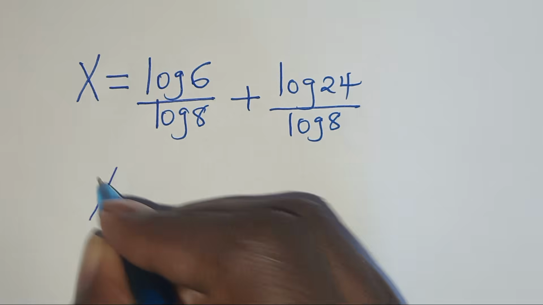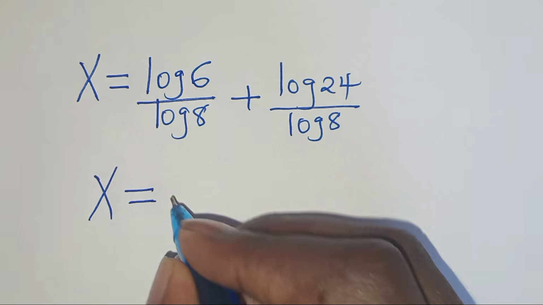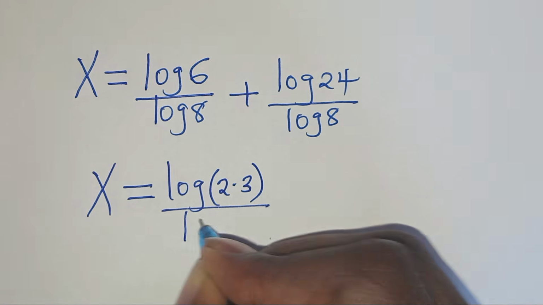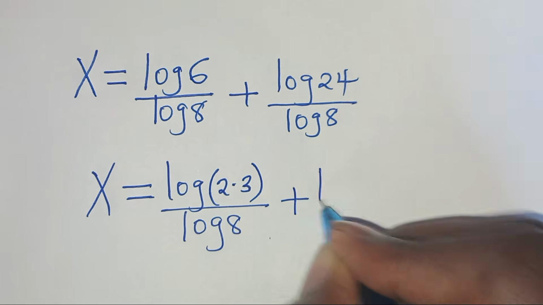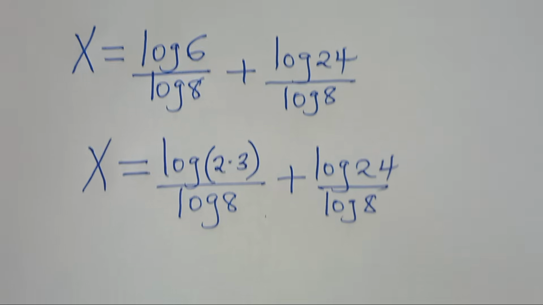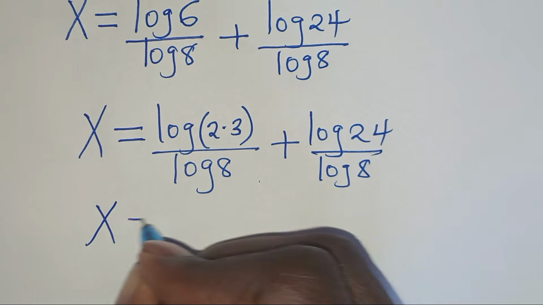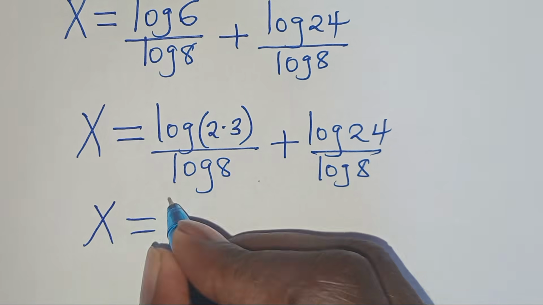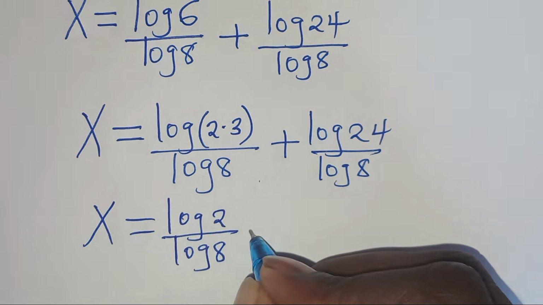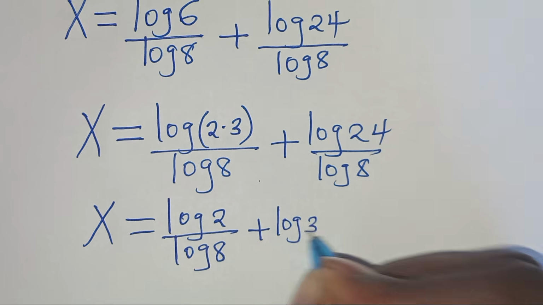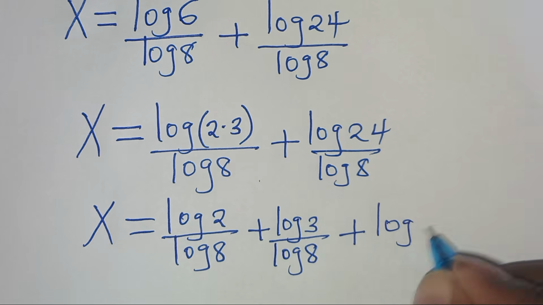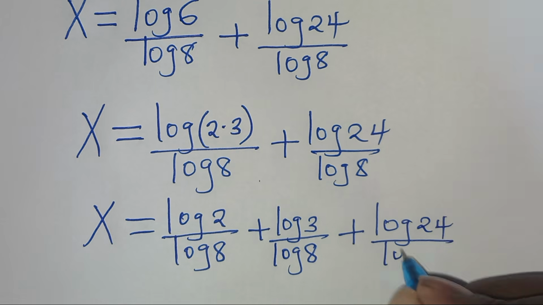Now we have that x is equal to, we can express log 6 as log of 2 times 3, divided by log 8, then plus log 24 divided by log 8. Now this means that x is equal to, we can express log 2 times 3 as log 2 divided by log 8, then plus log 3 divided by log 8, then plus log 24 divided by log 8.